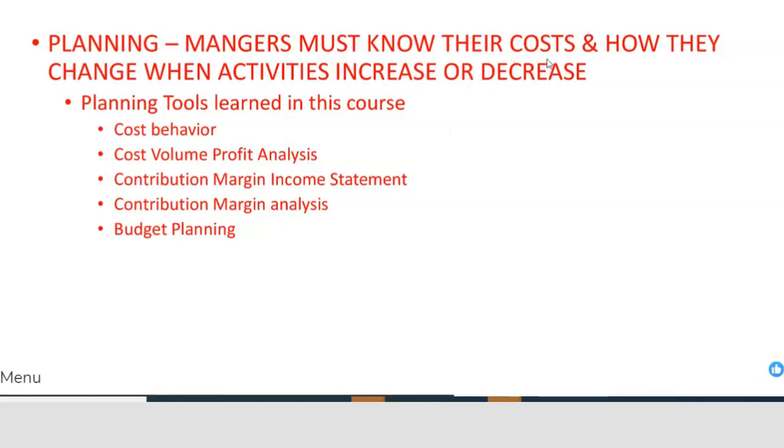So in planning, managers must know the costs and how those costs change when activities increase or decrease. So in this course, you're going to learn cost behavior, cost volume profit analysis. These are all tools to predict what would happen in the future. You're going to learn how to produce a contribution margin income statement and perform contribution margin analysis. And a big part of our course will be budget planning. Each one of these tools is different. Each one of these tools we will cover in this course, and you will learn the tool, which is pretty simple and straightforward. But not only will you learn it, you will be asked to apply it to a particular business problem. And that's where we work together and improve on our skills on applying these tools.